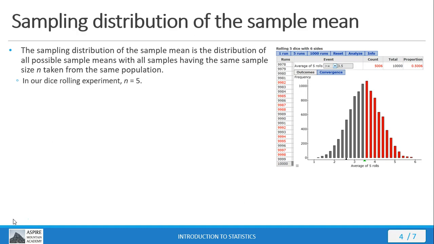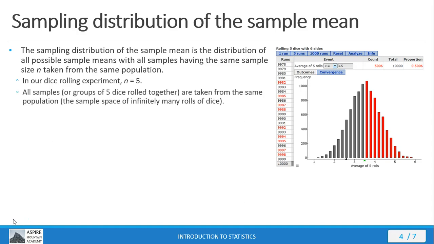So in our dice roll experiment, our sample size was 5. We took those samples from the same population, and we saw that the sample mean targets the value of the population mean. What that target word means is that as our sample size increases, the mean value becomes equal to the population value for the mean. So that's what we mean when we say target. The sample statistic starts to equal the population parameter.